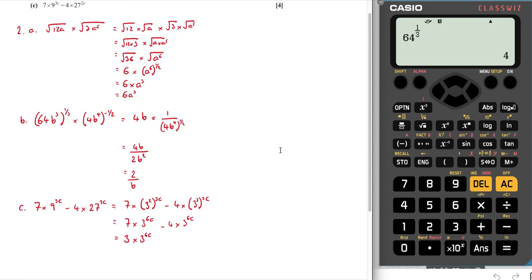It did say simplify fully. So what we can do there is, because we've got 3 times this, it's actually 3, oops, it's not that at all. It is 3 to the power of 6c plus 1, because you're adding another power on from the multiplication by 3.